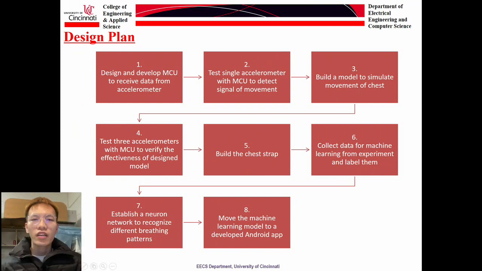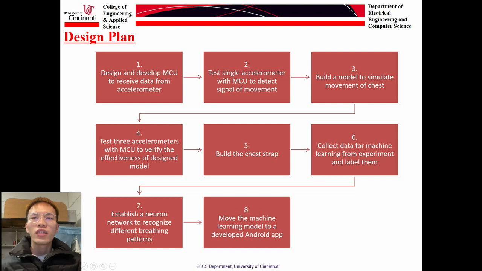In our team project, first, we will develop an MCU to receive data from the accelerometer. Secondly, we will attach a single accelerometer to our MCU and test if it can receive data from the X, Y, and Z coordinates. Thirdly, we will build a model to simulate the movement of the chest. Why? Because we want to control the movement of the simulated chest, so we can know the actual movement status, and we can compare it with the data we get from the sensors.